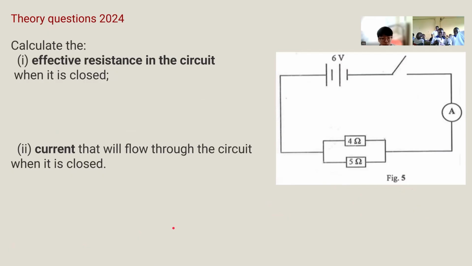So let's solve this question together. Everyone look at the board and the picture on the right over here. This question asks first to calculate the effective resistance in the circuit. So how do you think we can calculate the total resistance?